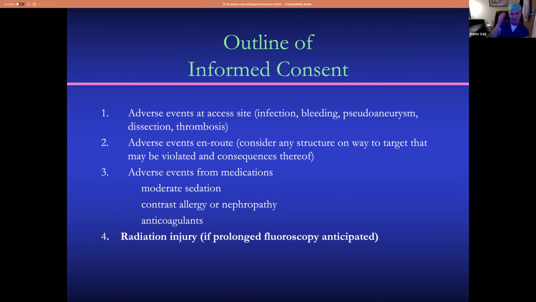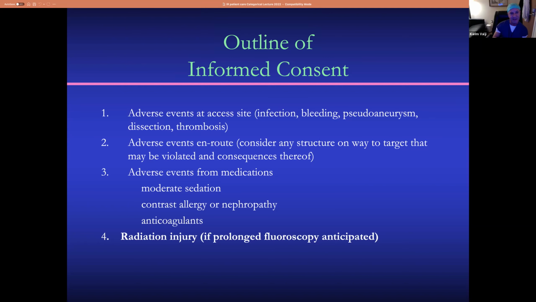You don't need to remember what to do for each procedure. Just think about the anatomy and think, well, I could hit the pleura and that could cause a pleural effusion or empyema, or I could hit the bowel and that could cause perforation and some problem. So think about all the bad things that can happen en route to where you're going and talk about that.